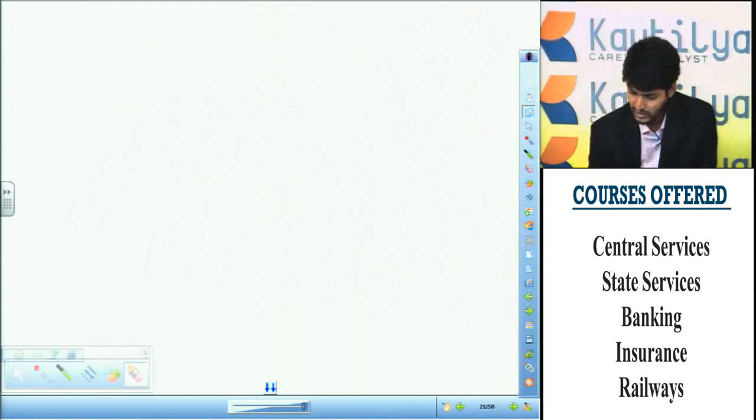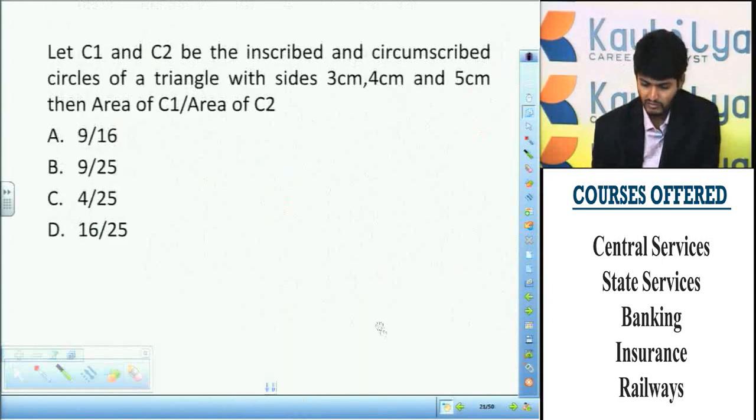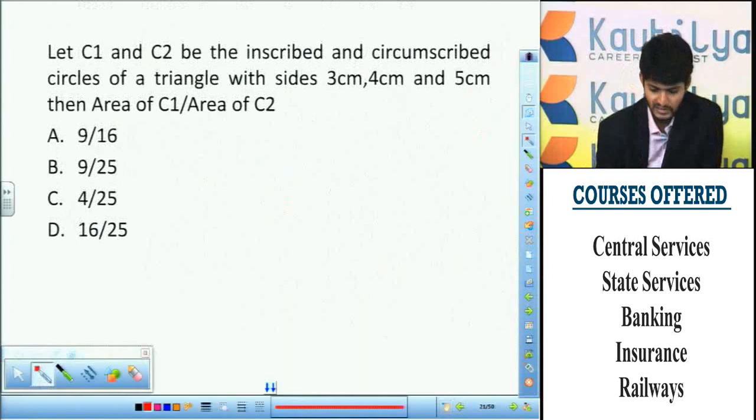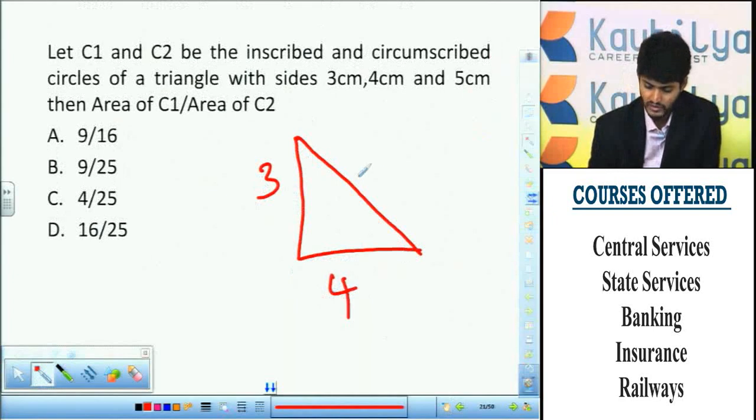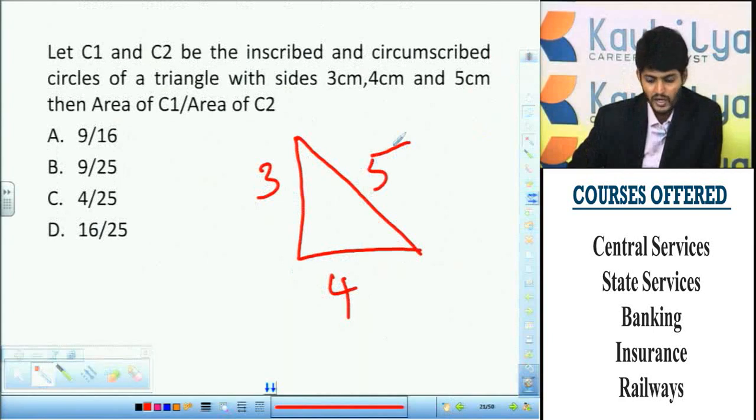So plain observation tells me that this is a classic problem where I am dealing with a right angle triangle. That is the biggest advantage. So the triangle is like this, 3, 4 and 5. These are Pythagorean triplets. He is asking what is the ratio of the area of circle 1 to the area of circle 2. So circle 1 is your incircle, circle 2 is your circumcircle.